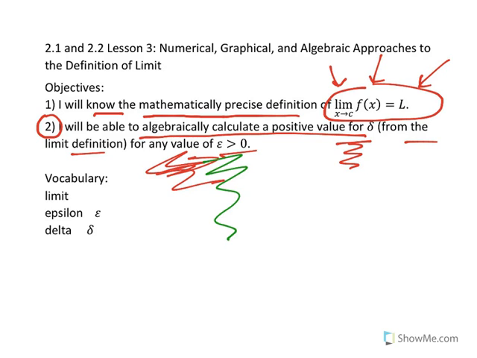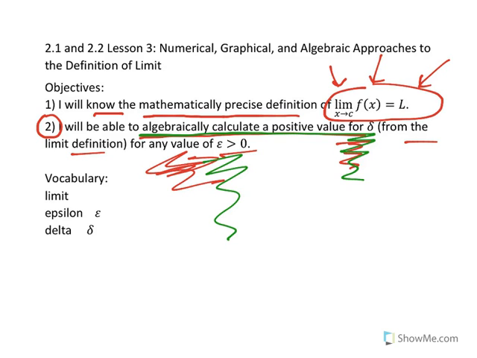billionth, a trillionth, whatever. I want to show algebraically, using the definition of limit, that I will be able to find a value for delta, so that whenever the input values for the function are within delta units of c, but not equal to c, then the output values of the function will be within epsilon units of L, no matter how small epsilon is. And that is what the mathematically precise definition of limit is stating.